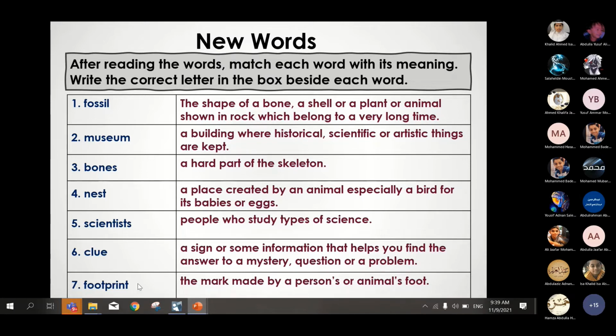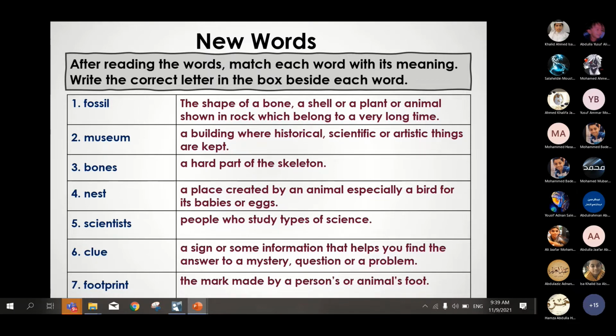Number 7, right? The last one, footprint. Footprint. Yeah, footprint, the mark made by a person's or animal's foot. When you are walking in the street in the mud, okay, you leave some footprints in the mud.